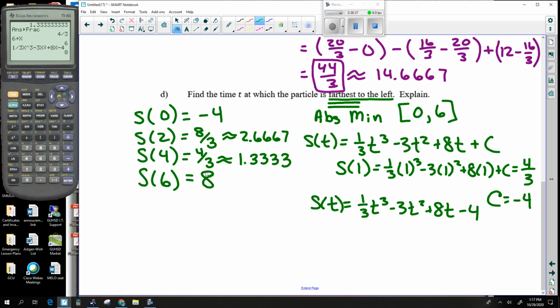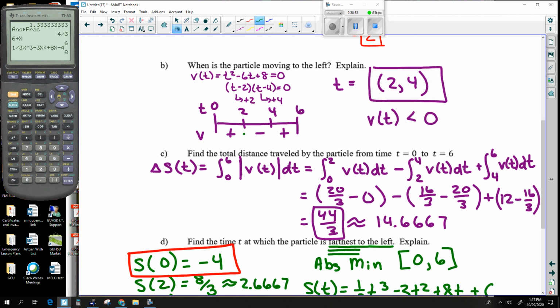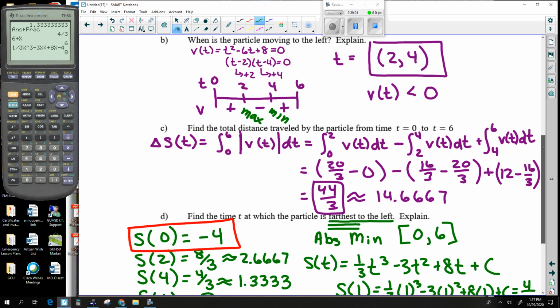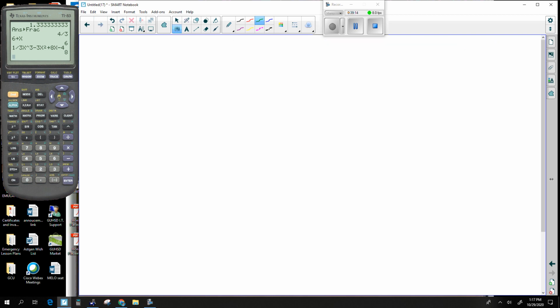Again, negative is left, positive is right. So it is the farthest left at time equal to 0. I think the answer in the book says time is equal to 4, because what they were doing is we see that position would be maximized and then minimized right there. However, that's a relative minimum, not an absolute minimum. So because they say, when is it the farthest, I'm going with the absolute, which you have to use the criterion test. That's it.